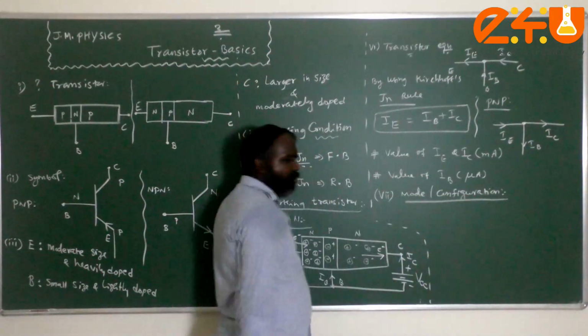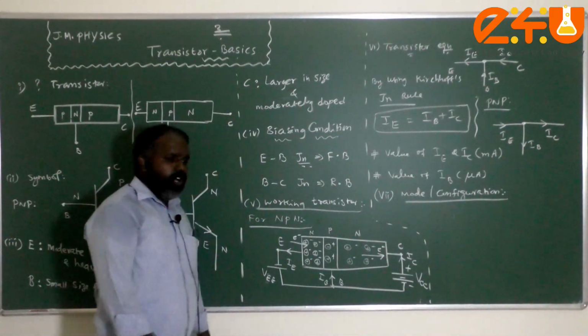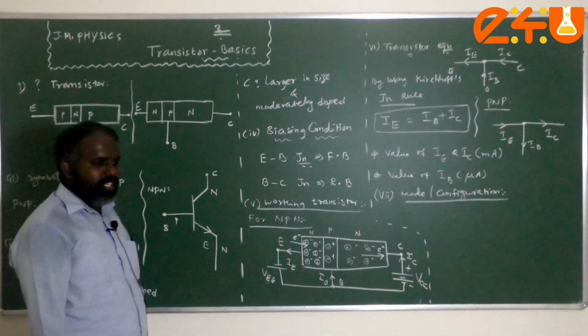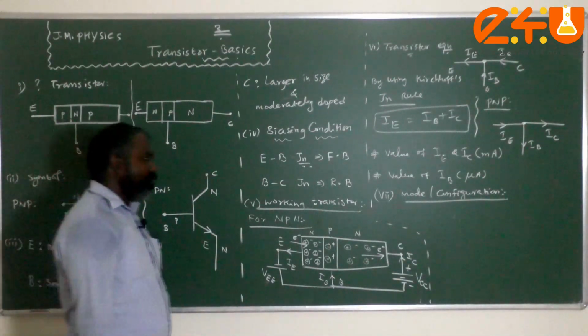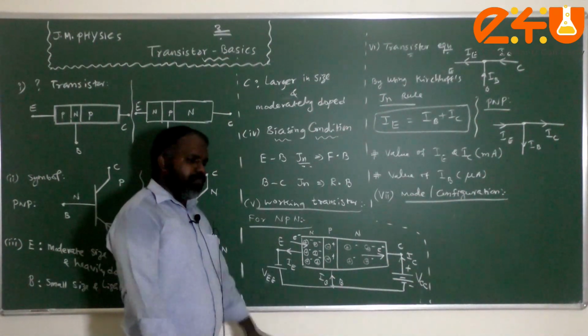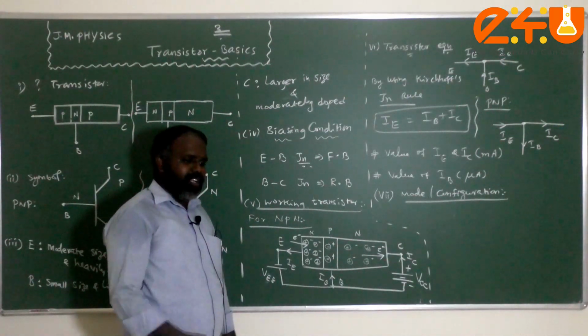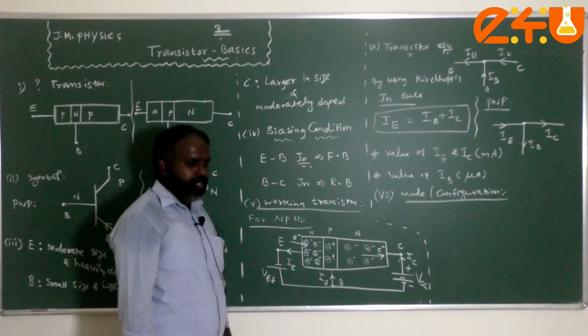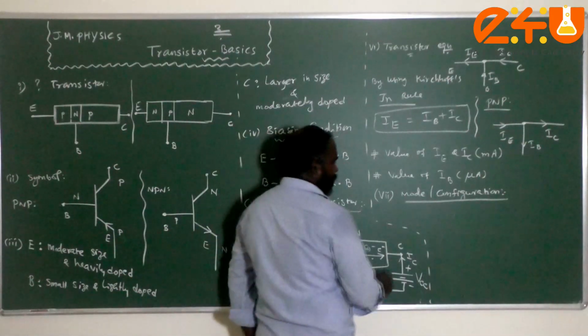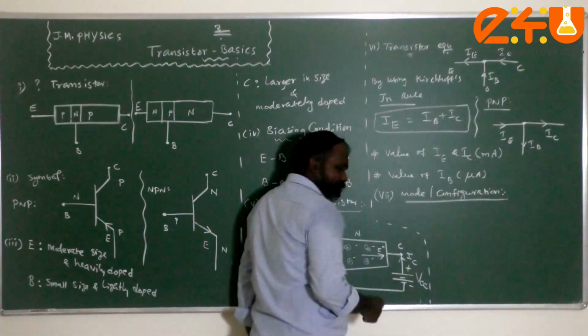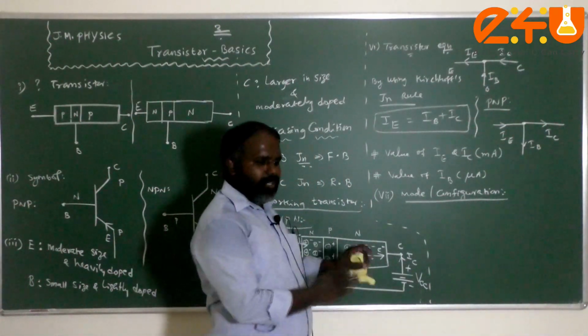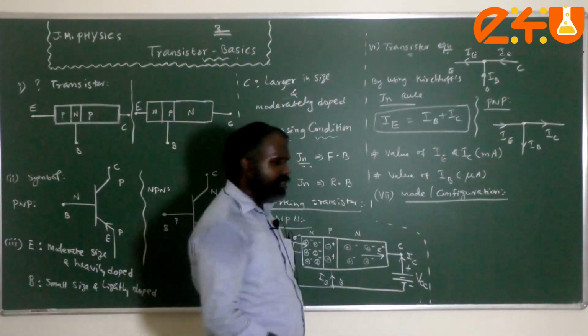What is the meaning of mode or configuration? It means in what manner the transistor is connected in the external circuit. As the main purpose of a transistor is to be used as an amplifier and an electronic switch, please see that in an amplifier circuit, obviously there will be an input part and an output part.